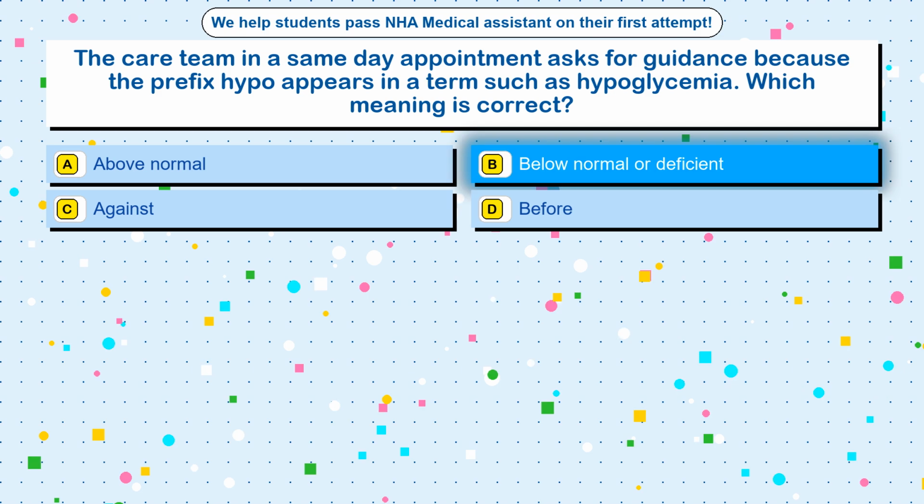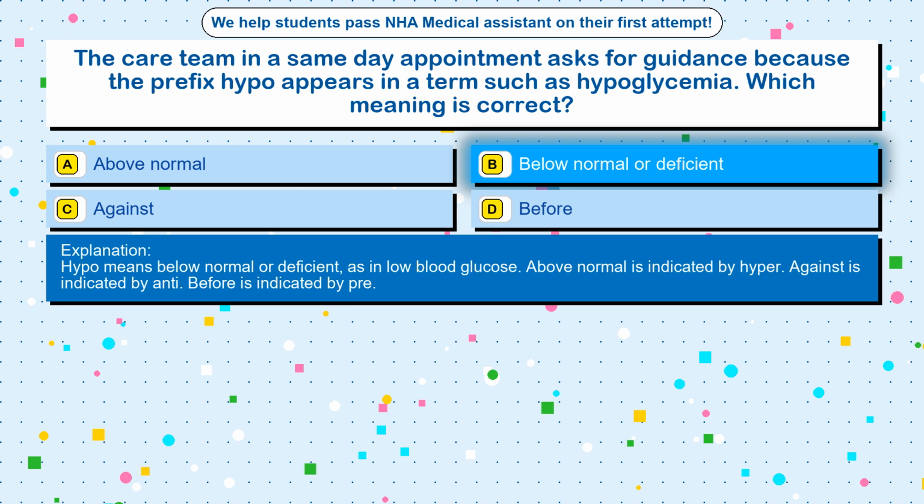The correct answer is option B, below normal or deficient. Hypo means below normal or deficient, as in low blood glucose. Above normal is indicated by hyper. Against is indicated by anti. Before is indicated by pre.